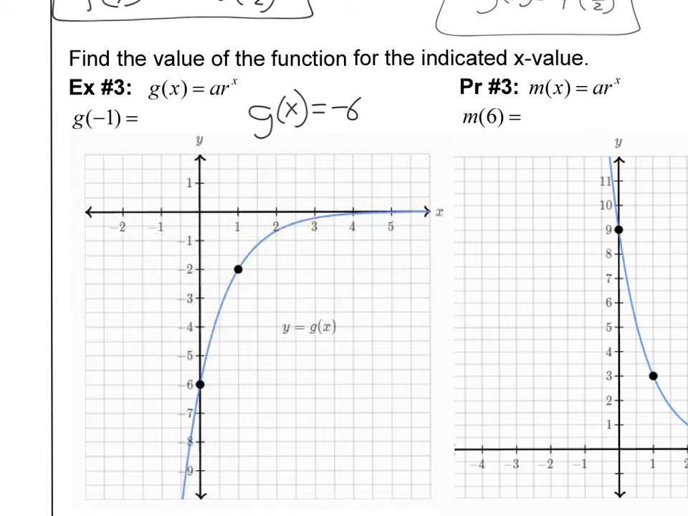But let's see if we can prove that. We already know the a value, right? So let's just prove that real quick. When x is 1, g of x is negative 2. So I could say negative 2 equals, my a value is negative 6. I'm just following this function, by the way, guys. I found my g of x value of negative 2 for when x is 1. A value is negative 6. I don't know the r yet, and then I can raise that to the power of x, which in this situation is 1. I'm just trying to write down what I know for this function at this point in time on the graph.